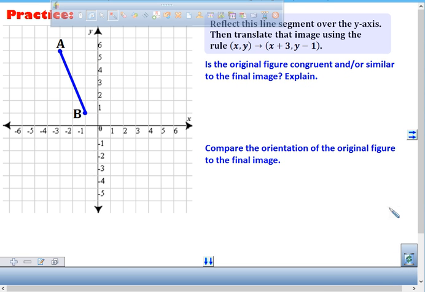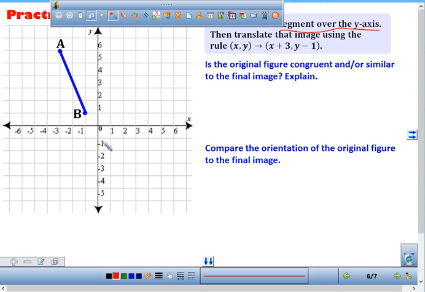Okay, so we have a line. Okay, it says line AB. Reflect the line segment over the y-axis, then translate it using the rule x, y translates to x plus 3, y minus 1. Okay, so that's the first thing we do. Reflect over the y-axis. Okay, how do I reflect over the y-axis? Well, first I need to find my y-axis. Okay, that's our vertical line.